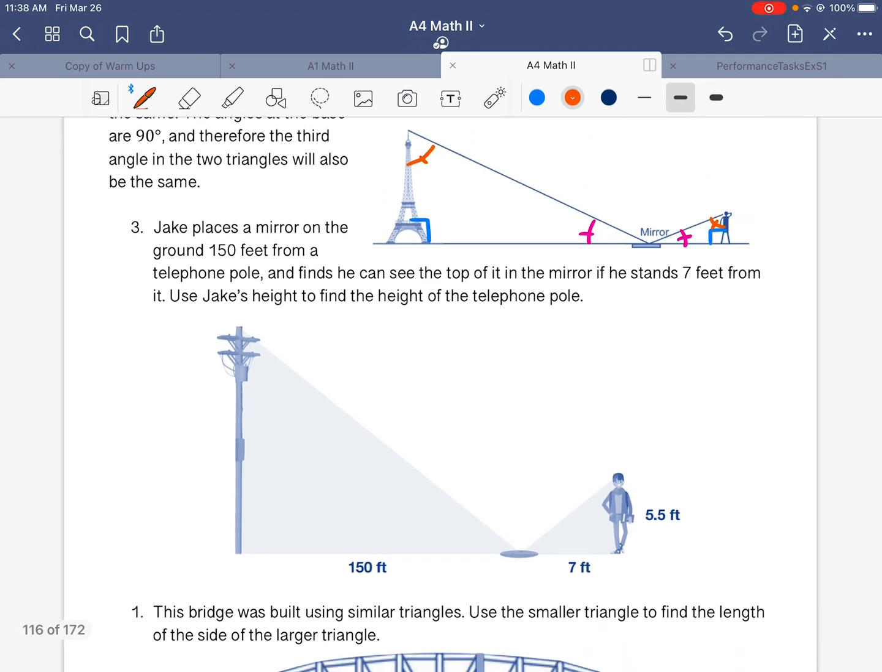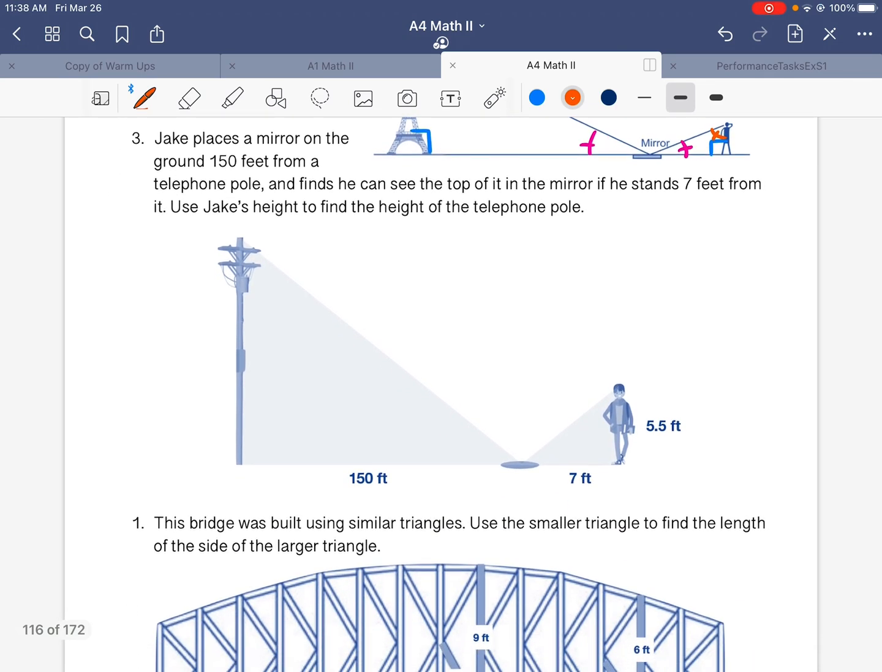The first question says, Jake places a mirror on the ground 150 feet from a telephone pole and finds he can see the top of it in the mirror if he stands 7 feet from it. Use Jake's height to find the height of the telephone pole. So again, we have a similar triangle situation. The two corresponding sides here are 7 feet and 150 feet. So if we were to find the growth factor between those two numbers, we would have to divide 150 by 7 to figure out what the growth factor was.